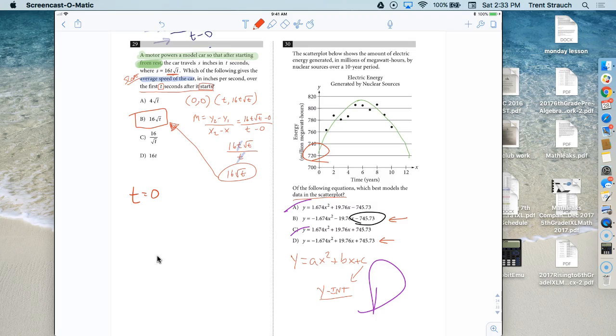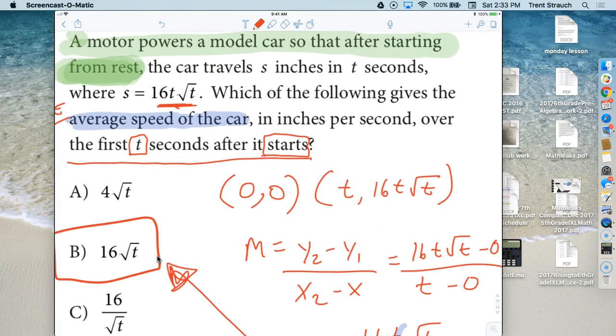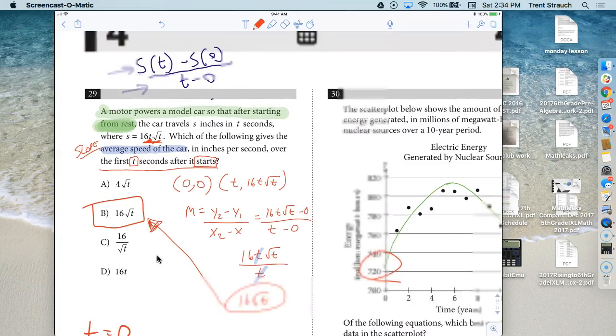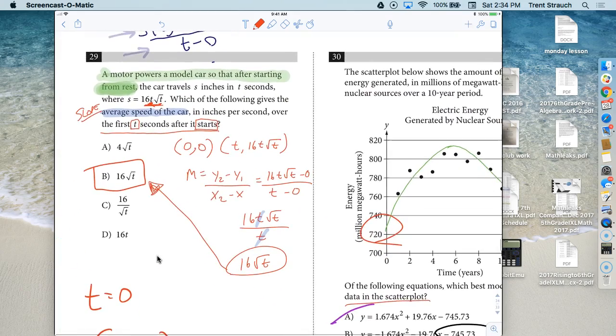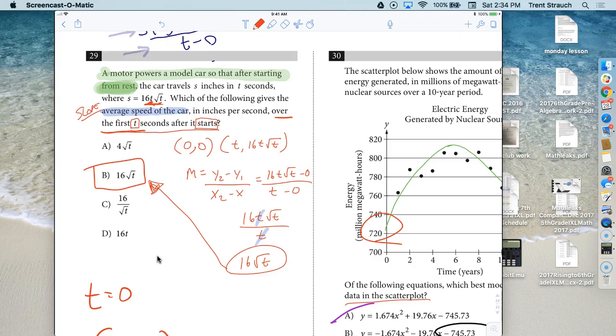And like I said, that's hard. So the first point would be 0, 0. Now how did I get that? Because once I knew the time was 0, I plugged in 0 for t and ended up with 0, 0. Everybody good with that? Now, I thought it was hard because then it said over the first t seconds. Well, I want it to be a number. I don't want it to be a variable. Is everybody with me? So that's why this was also hard.